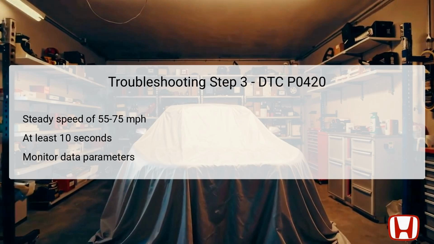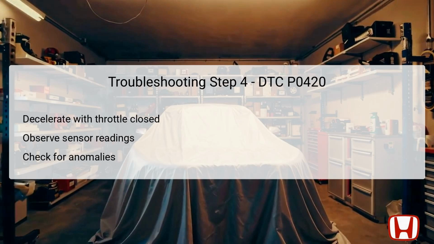The results recorded during this segment help the PCM evaluate the catalyst's performance under stable conditions, showcasing how well the system performs outside of load variance scenarios. Monitoring parameters during this phase is essential for diagnosing the vehicle's emissions capabilities and for determining if further investigation is warranted. In the fourth step, the technician should decelerate the vehicle with the throttle valve completely closed.